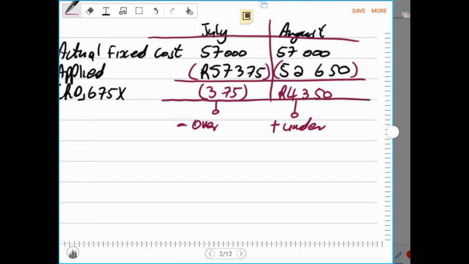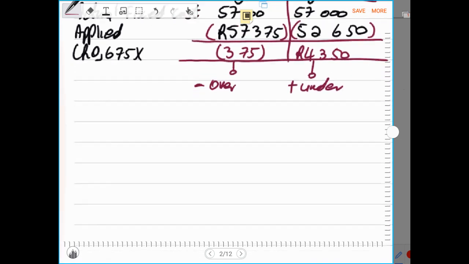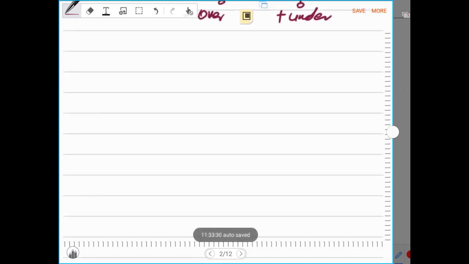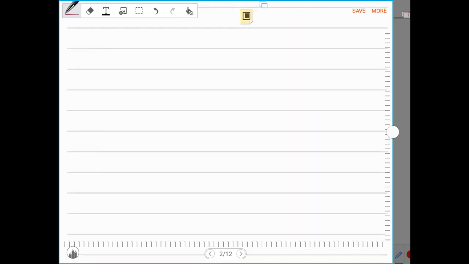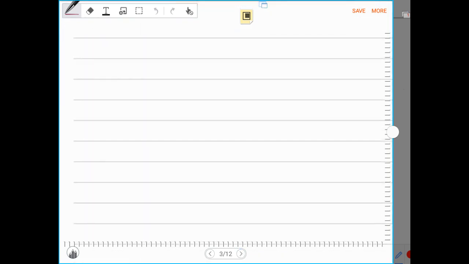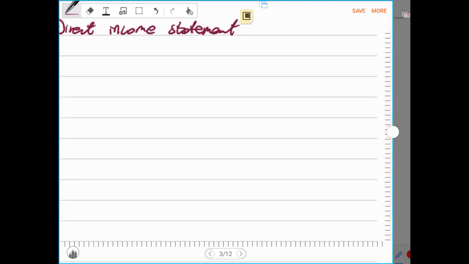So now we have done the over and the under applied, and from here we can straightaway do the two income statements. In doing the two income statements, we have to start with the direct income statement, and we do the direct income statement for the 2 months of July and August. Direct income statement, and this is for the month of July and for the month of August.